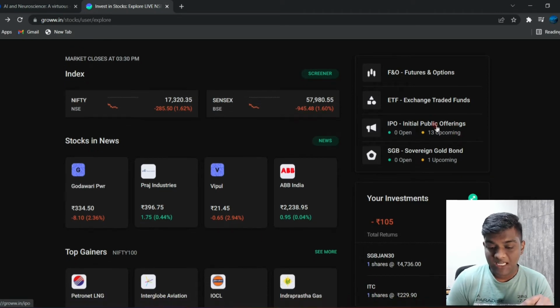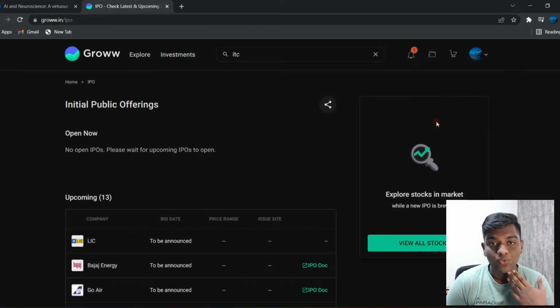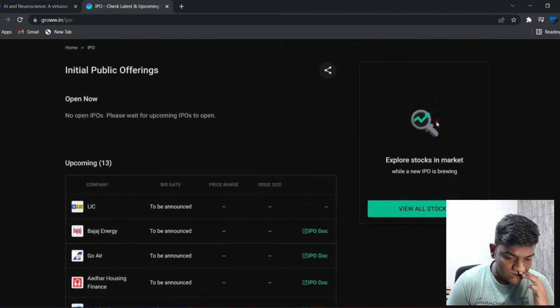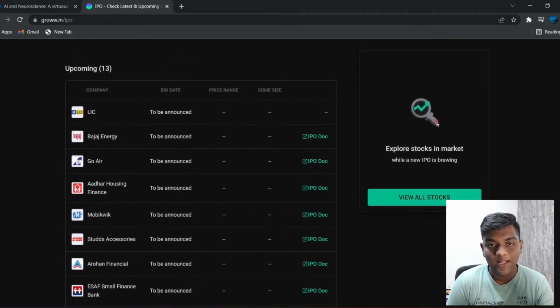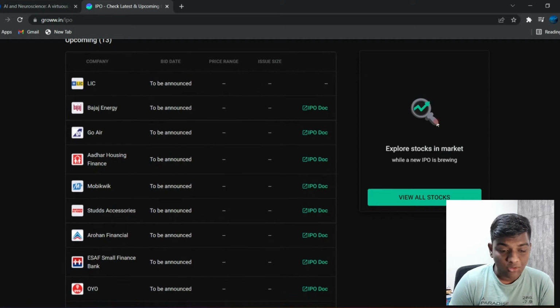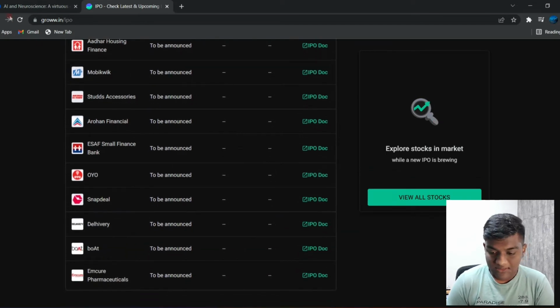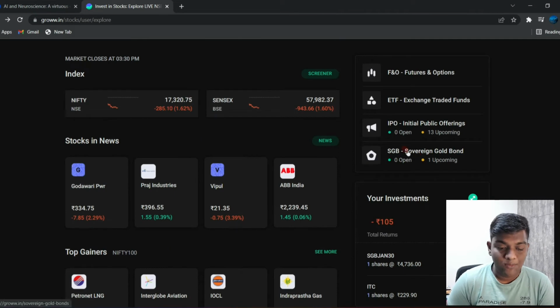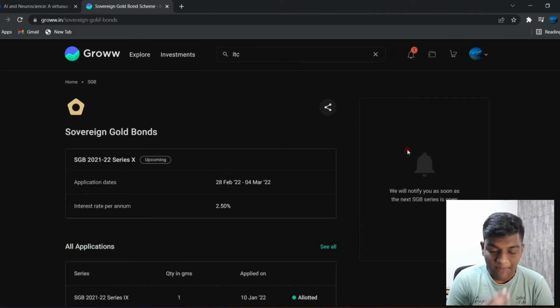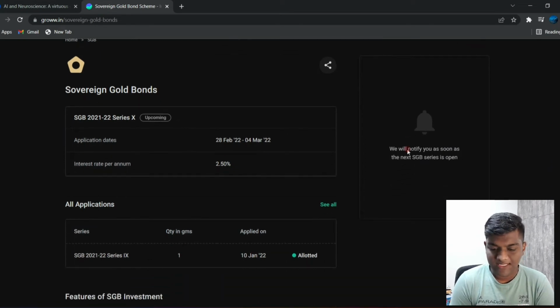So this is IPO, initial public offering. When a company decides to give their stocks to the public, they must launch an IPO. So these are IPOs, and these are upcoming. Just now Adani Wilmar got placed and it's skyrocketing, 40% up in 2 days. LIC is yet to be announced. By March it would be coming. Bajaj Energy, Groww. So these are the IPOs which are yet to come. OYO. So this is IPO, and this is SGB, sovereign gold bonds, which I showed in my investments. The next application is coming on 28th February, in 10 days.